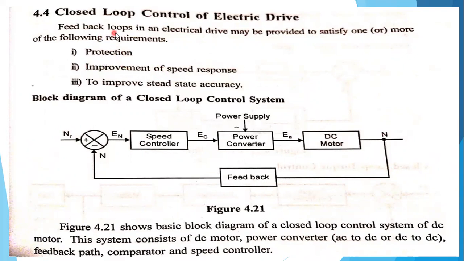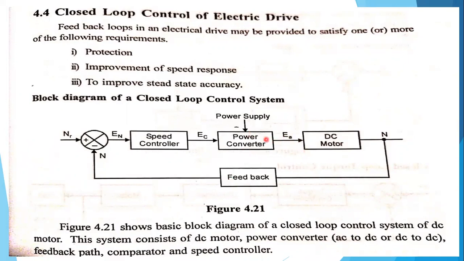These feedback loops in electrical drives are used to satisfy these operations: protection, improvement in speed response, and improving the steady state accuracy. So this is the block diagram of the closed loop control system. Here, this is called the speed controller, and this is the power converter and DC motor. Then this is called feedback. So this block diagram shows the closed loop control of a DC motor.